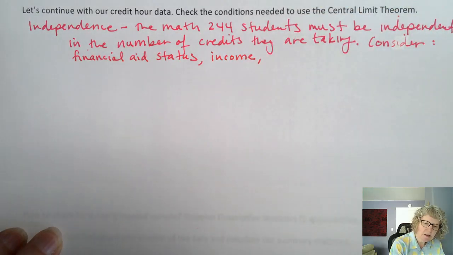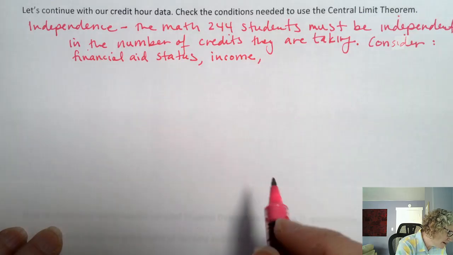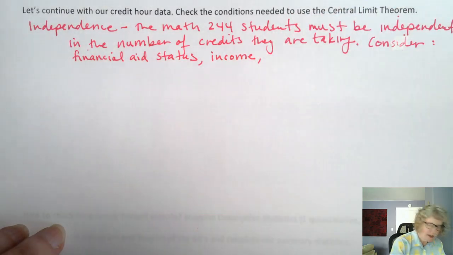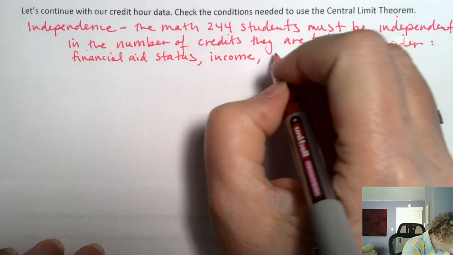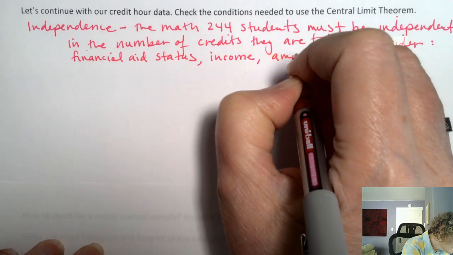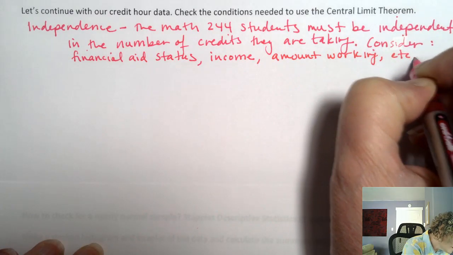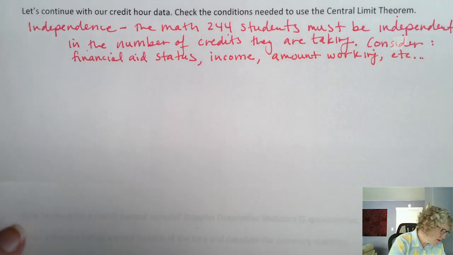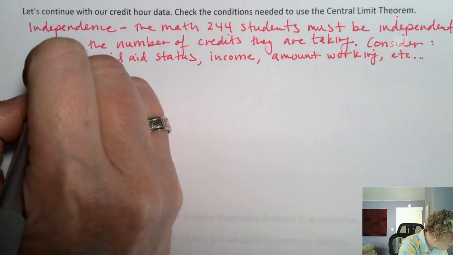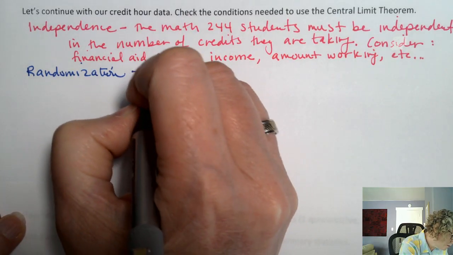What was the other one I said? I feel like there was another one I mentioned. Financial aid status, income, maybe just freshman, sophomore, junior. Oh, working. How much? Amount working, etc. Okay, so we want to consider all those things when we're taking our random sample. The next one is randomization. Okay, so we need a random sample.